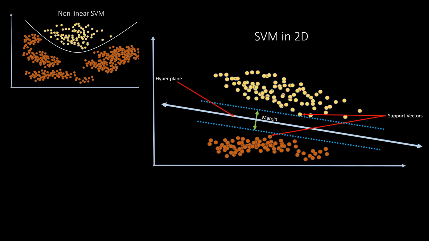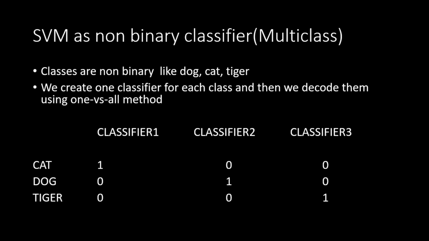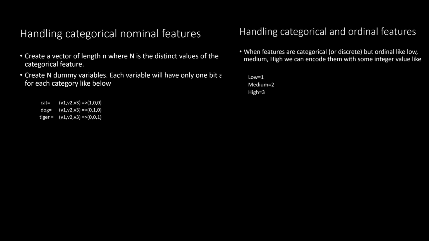In short, when classes are non-binary like dog, cat, tiger, which is also called a multi-class problem, we create one classifier for each class, then we combine them as the one-versus-all method. Also, in its basic form, it can only handle ordinal and continuous data. But SVM can also be made to work with datasets which have categorical as well as nominal values in features.